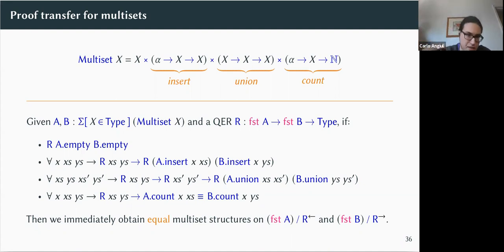If you prove all these things, then without proving anything else, what you immediately get is that you have an induced multiset structure on the carrier of A mod R and the carrier of B mod R. So the quotients immediately get induced multiset structures on them, by which I mean you get an insertion function, a union function, and a count function on the quotients. And those multisets are equal as elements of the type of structure types.